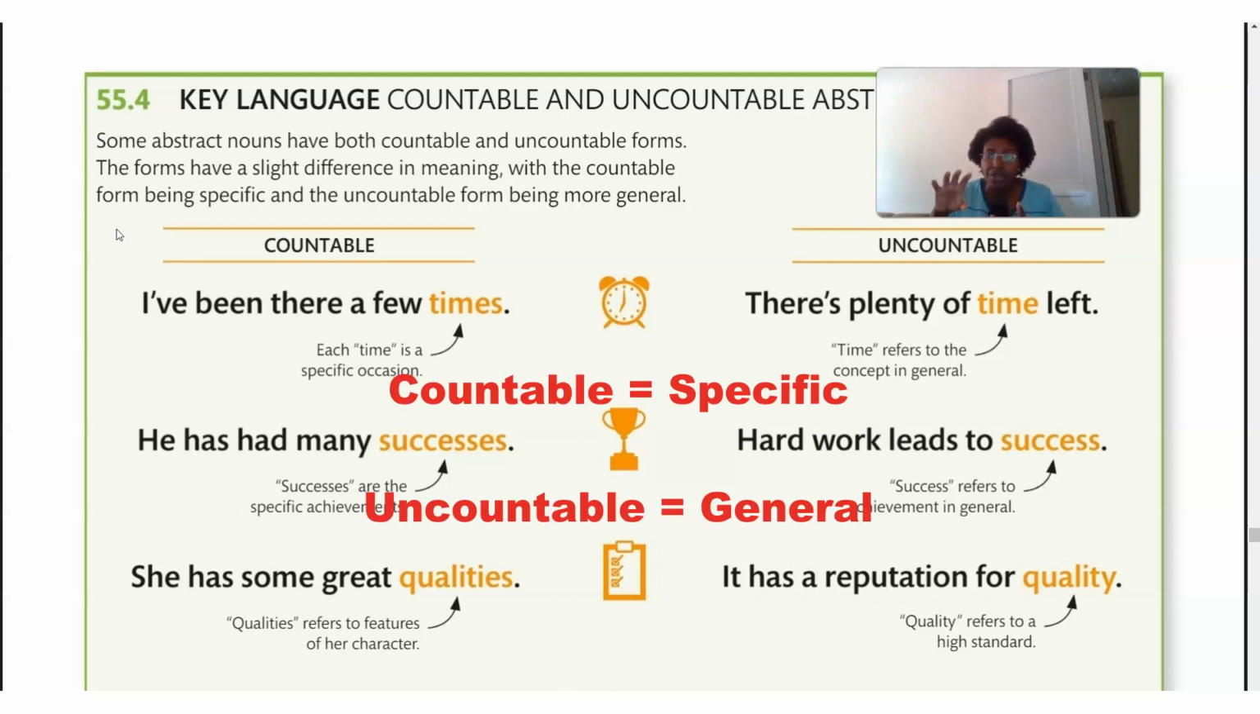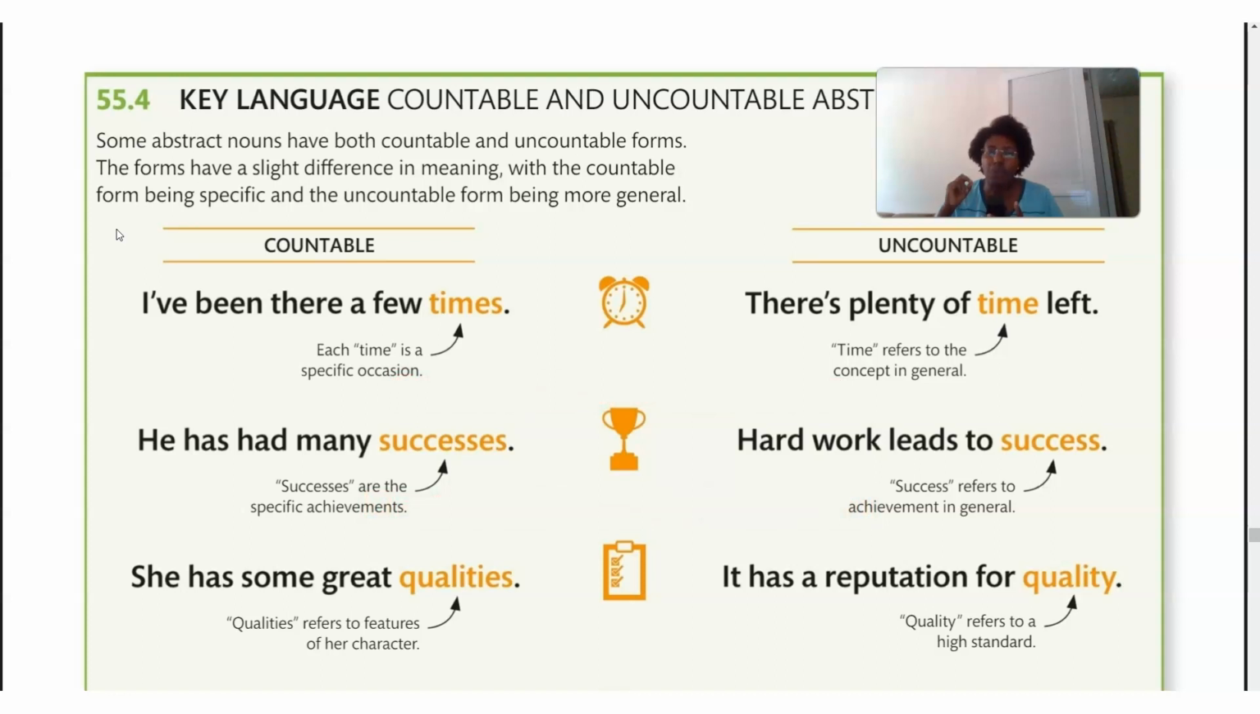So we already understand how we can use these nouns. The countable, we use them when we want to be specific, uncountable for when we want to be more general. Let's give you some examples here. Let's look at the countable side.